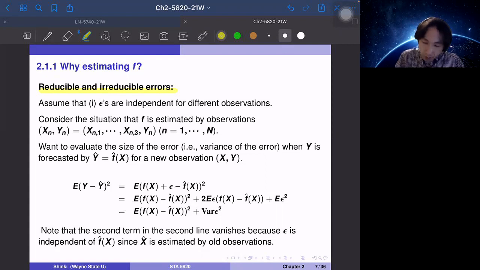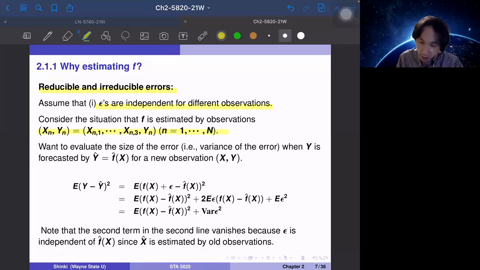And okay, so at first we assume that the epsilons are independent for different observations. So we have the 200 observations in the previous example, but the 200 observations are independent. And if we have a new observation in a new market, then that observation is also independent of the existing 200 observations. Okay, then what are the reducible and the irreducible errors?